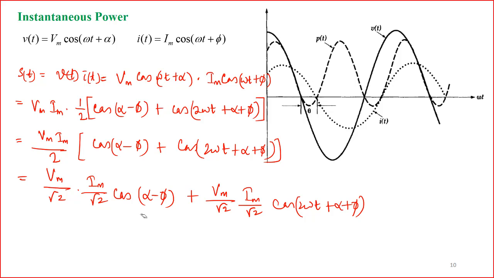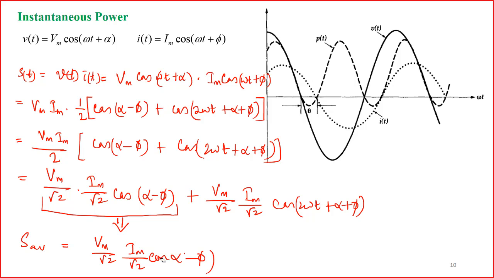Okay, so now from this equation, this quantity in fact gives the average value of s(t). If we find S average, this is nothing but Vm by root 2 Im by root 2 cos of alpha minus phi. And this average power in fact gives us the active power or real power. We represent it through capital P, right? This is real power. And this component gives us the reactive power Q.